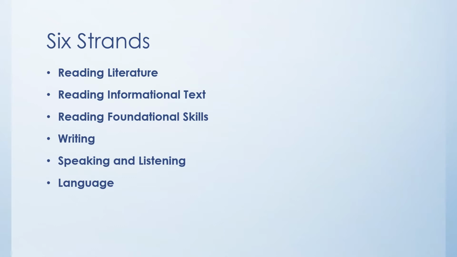So there are 6 strands. They've broken down English language arts into 6 different areas that you need to teach. Reading literature, which is fiction. Reading informational text, which is nonfiction. Reading foundational skills, which is phonics and phonemic awareness. And writing, speaking and listening, and then language. And language includes vocabulary, and it includes conventions like grammar and punctuation and spelling. So those are the 6 areas that we teach in English language arts.